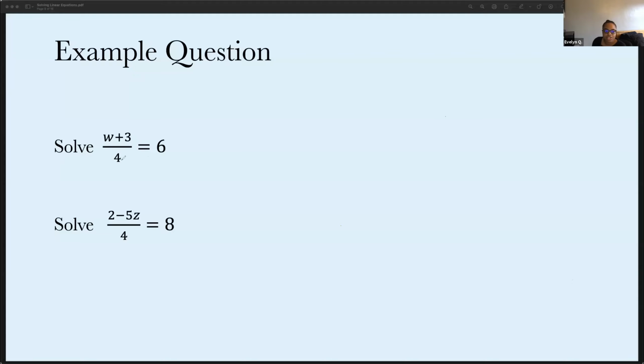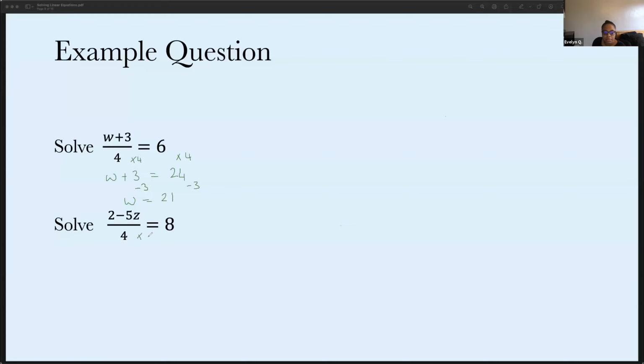So the first question, we've got w plus 3 over 4 equals 6. So first thing that we want to do is get rid of this fraction. To do that, we're going to multiply both sides by 4 because that's the opposite of dividing by 4. So now we've got w plus 3 equals 6 times 4, which is 24. And then the last thing to do is to subtract 3 from both sides. So w equals 21. So that would be our first answer. And I know quite a lot of you got that. So brilliant. The next one is very, very similar.